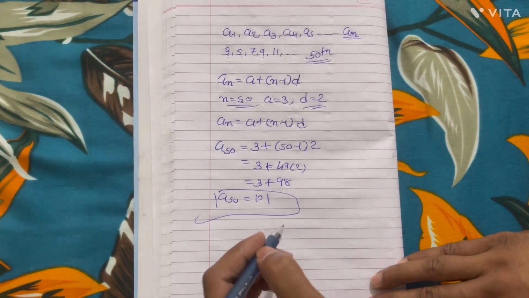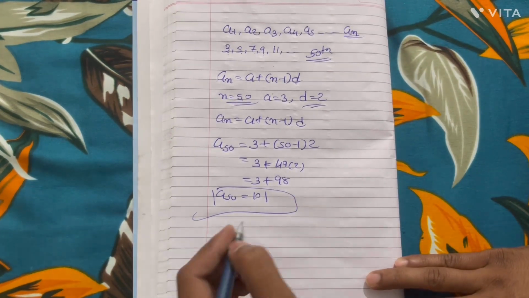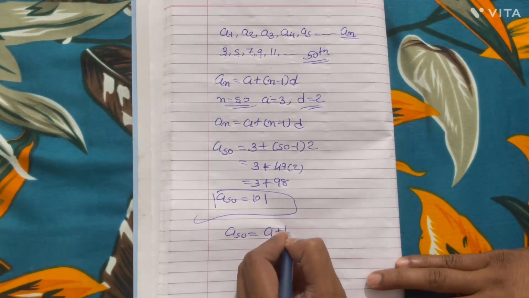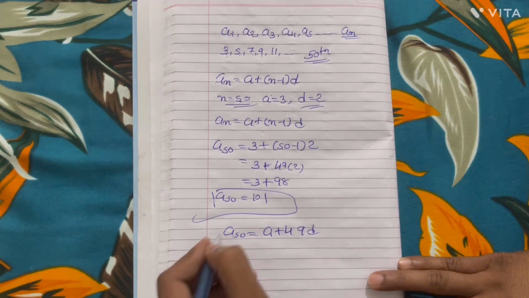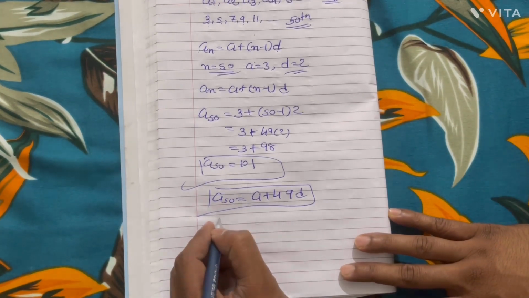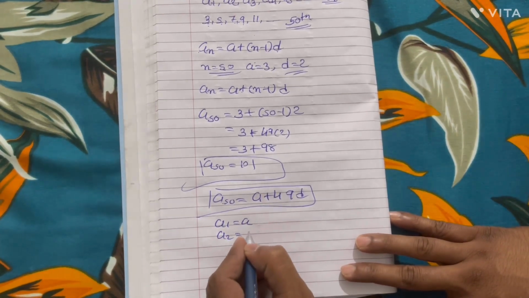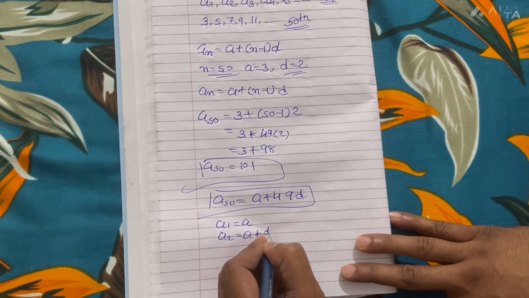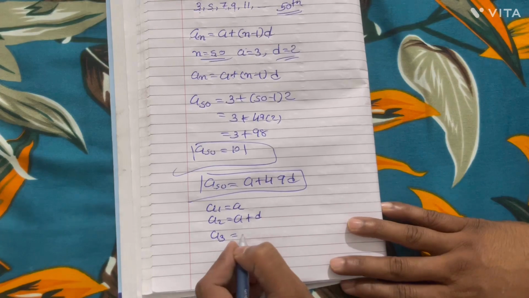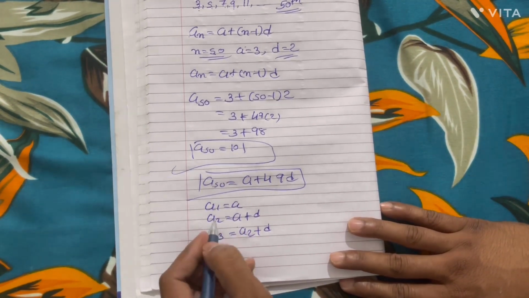If you want to find a term, you can directly write a50 is equal to a plus 49d. How can you find it? Let's suppose a1 is equal to a. Then a2 is equal to a plus d. Then a3 is equal to a2 plus d.